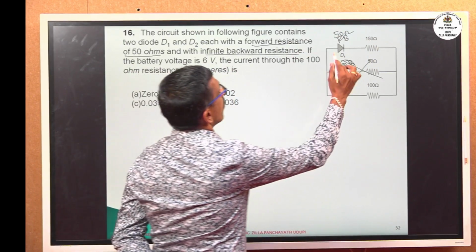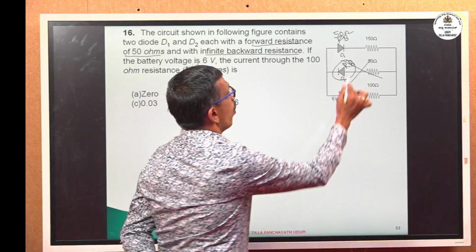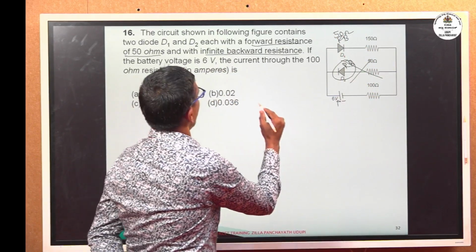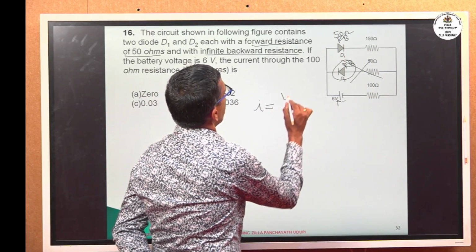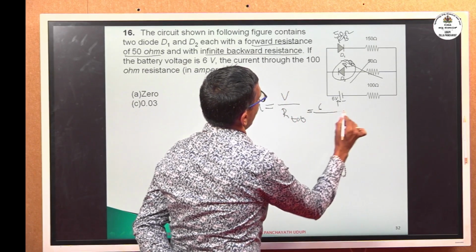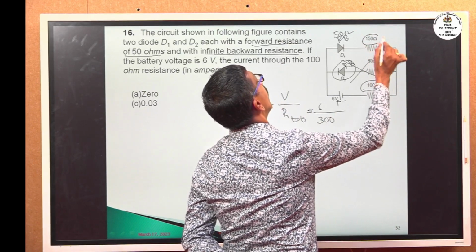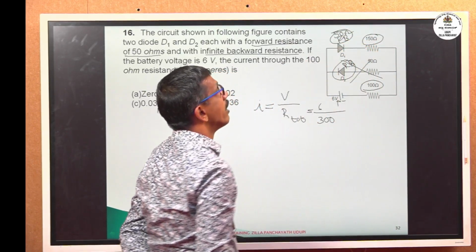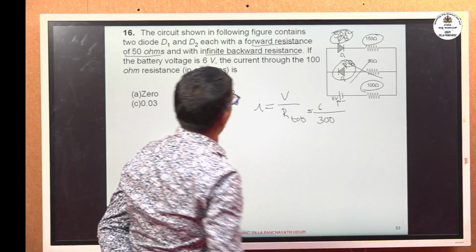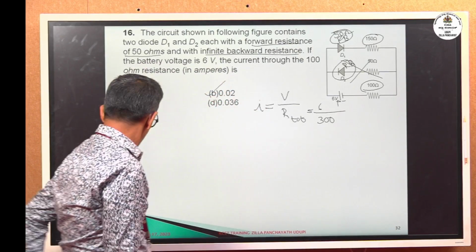So find out the total resistance: 50, 150, 100. A series resistance is given here, and this branch is open. 150 plus 50 is 200, then 300. What do they want? Current I is equal to V by R total, that is 6 by 300. How did 300 come? Add 100 ohm, 150 ohm and 50 ohm; the total becomes 300. 6 by 300. Answer is 0.02 ampere.